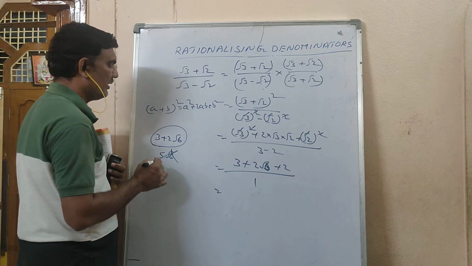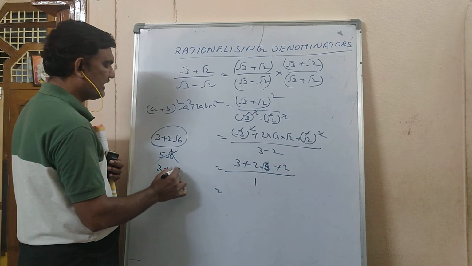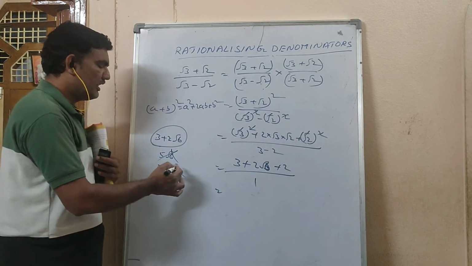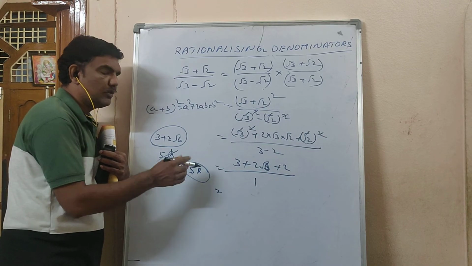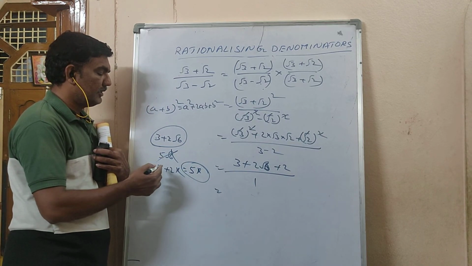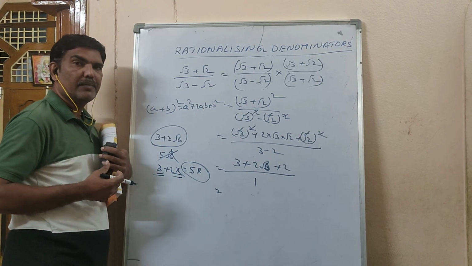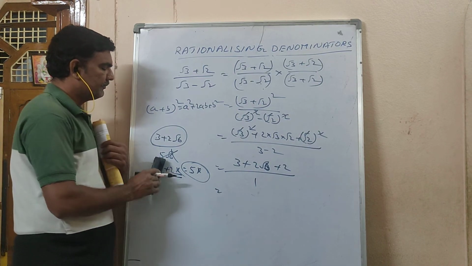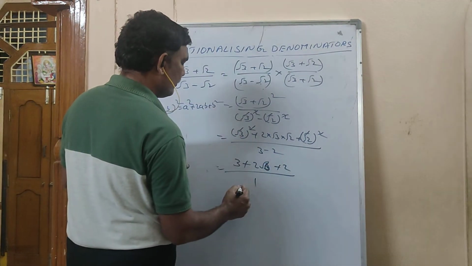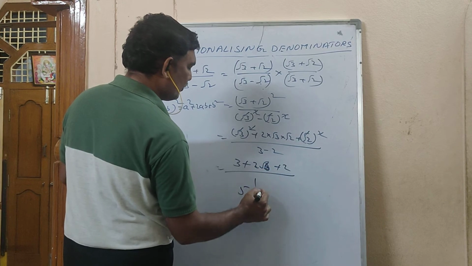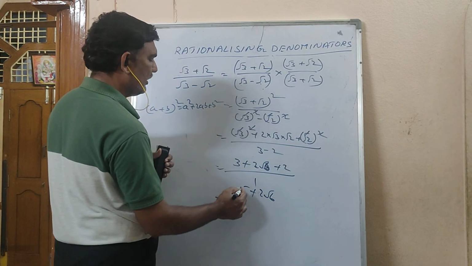We should not write this like 3 plus 2x. What is 3 plus 2x? Can you write 5x? If you write like this, you will fail 10th class, 100%. 3 plus 2x: 3 is a number, 2x is a variable. We can't add, okay? So here I am adding this 3 and this 2, 5. This plus 2 root 6 is as it is. So 5 plus 2 root 6 I got.